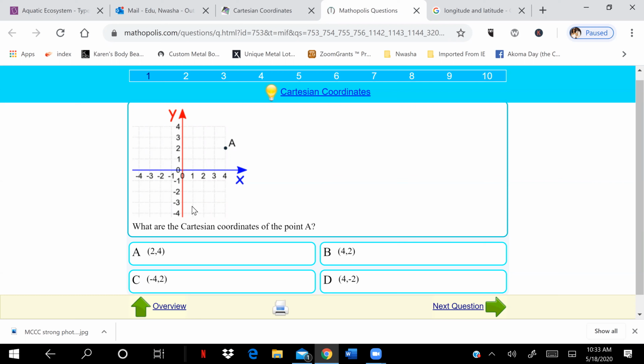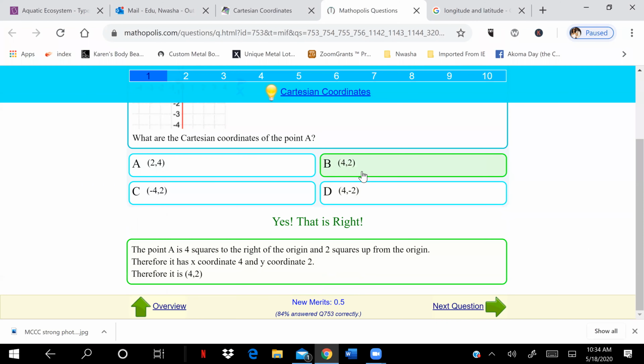So what you want to do is give yourself a system so that you do it the same way all the time. You don't want it to be random, and you're doing this for strategy. So the only thing that's going to change, as you can see, it's going from 2, 4, 4, 2, negative 4, 2, 4, negative 2. So you should be able to say to yourself, when we're working on predicting again, that it's not negative. So that eliminates C and D, right? If you're doing a strategy. But if you know exactly where it is, you're saying it's over 4 and up 2. So what is that going to look like? X is going to be first and Y is going to be second, right?